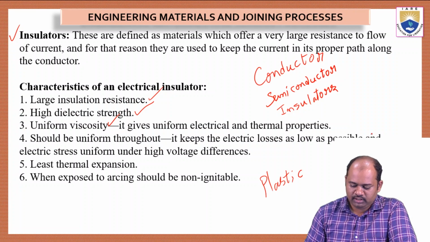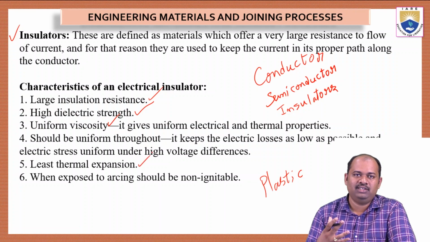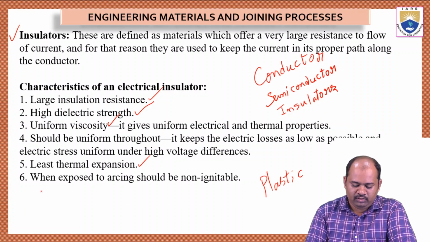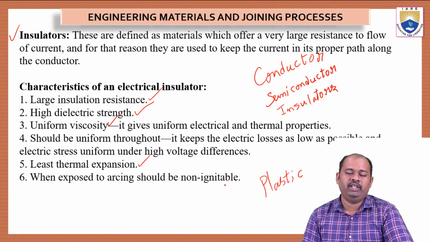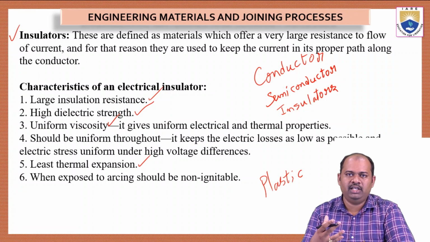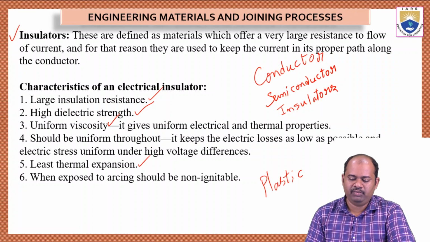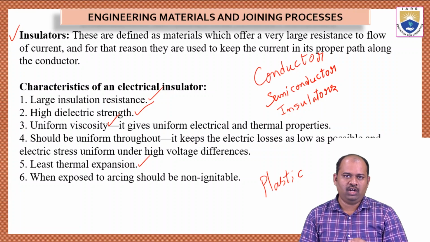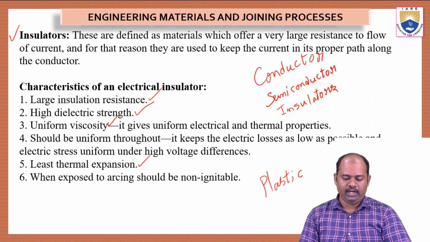It keeps the electrical losses as low as possible and has least thermal expansion. Depending on the temperature, this insulator should not expand or contract, as this may cause damage to the body. When exposed to arcing, it should be non-ignitable. When there are sparks or a short circuit happening, the risk of sparks will be more, so this insulator material should be very resistant to ignition. It should not burn easily. So these are the characteristics of an insulator.